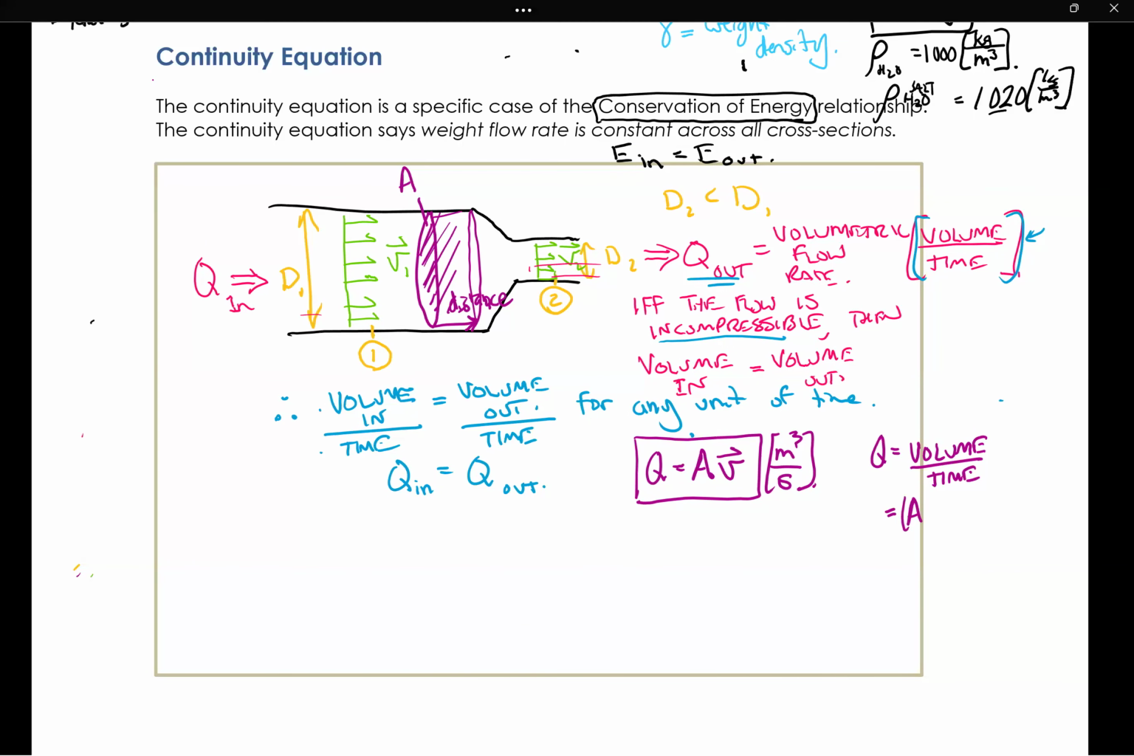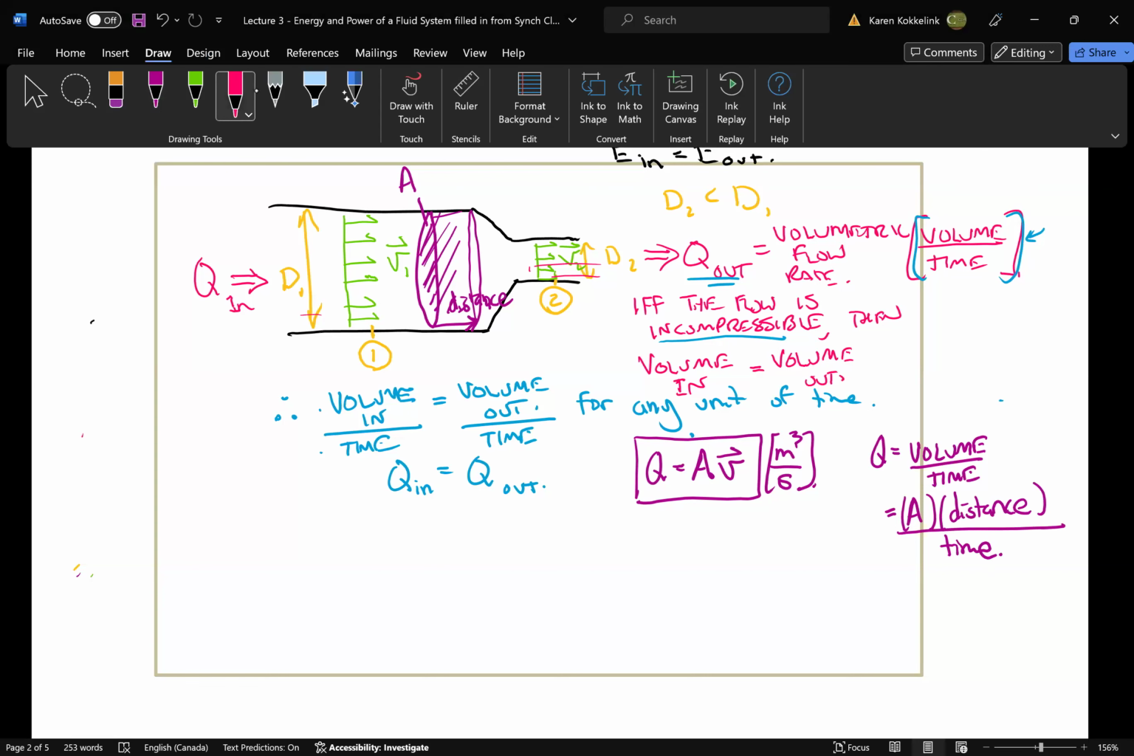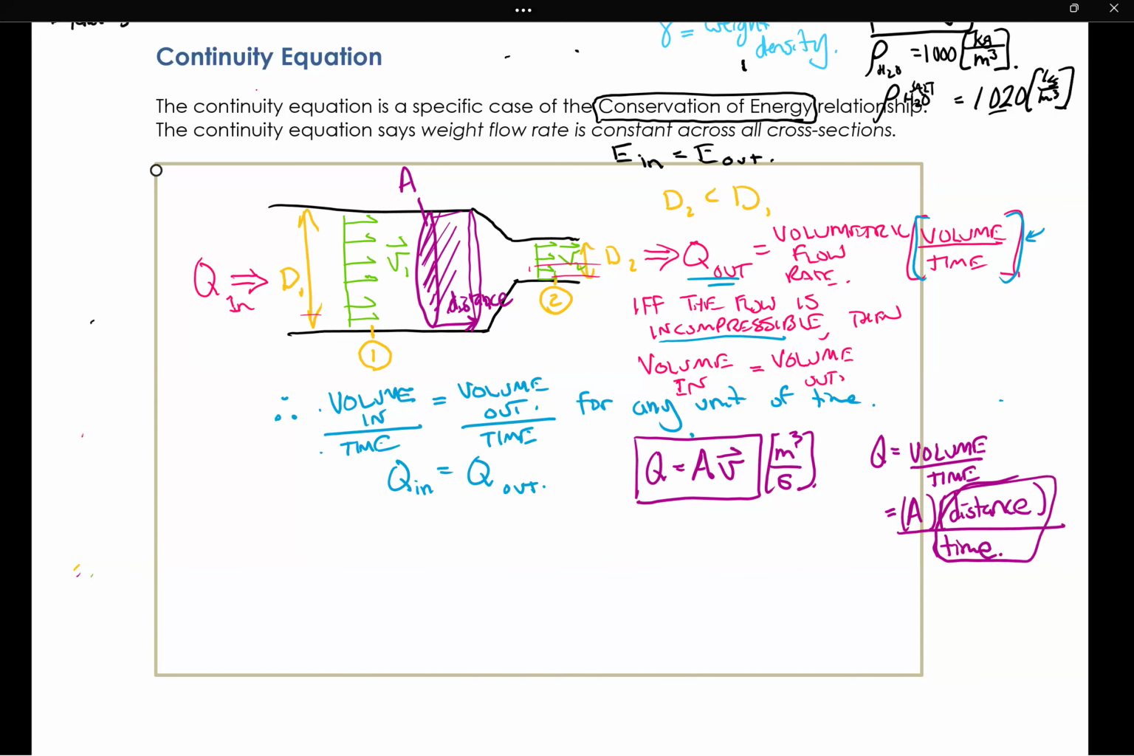It is area times distance. That gives us volume over time. But now I'm going to look at distance over time, and I'm going to remember that velocity equals distance over time. Yay, velocity also equals distance over time. Therefore, it just must be area times velocity. Q equals AV. That's our famous equation, Q equals AV for volumetric flow rate.